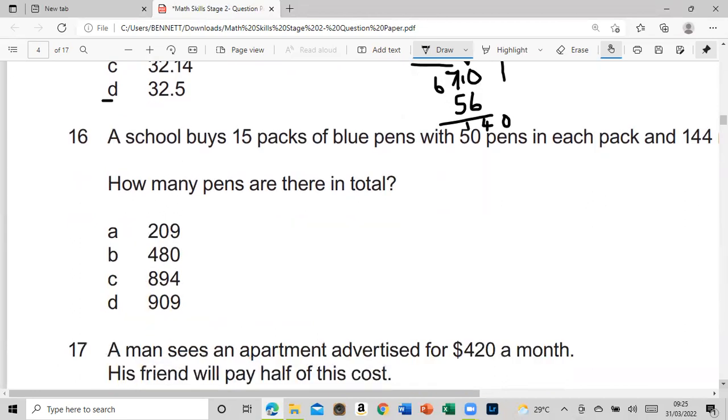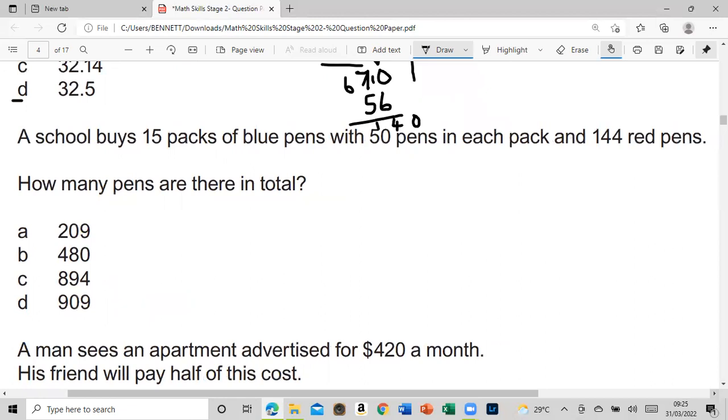Alright, a school buys 15 packs of blue pens with 50 pens in each pack, and 144 red pens. Alright, let me just break down what I said. A school buys 15 packs of blue pens with 50 pens in each pack and 144 red pens. How many pens are there in total? I don't know what I'm trying to say. You don't have this 144 already, I just buy this one. So to mix that.